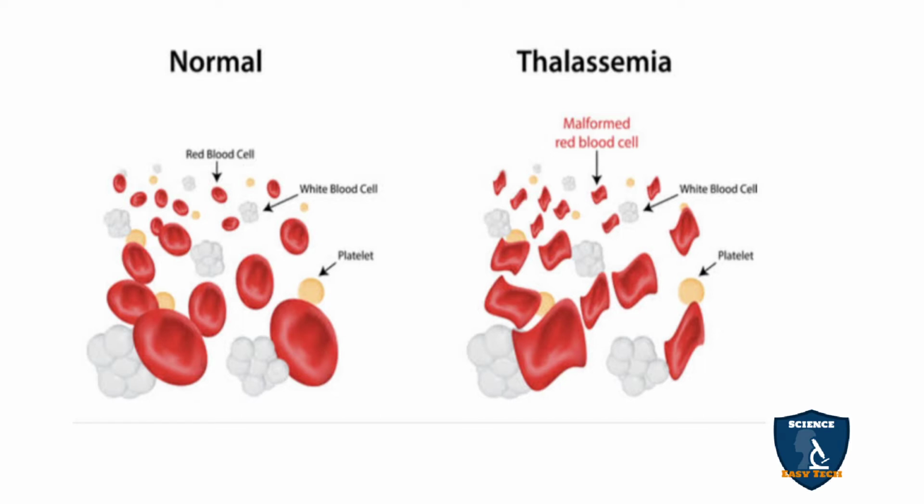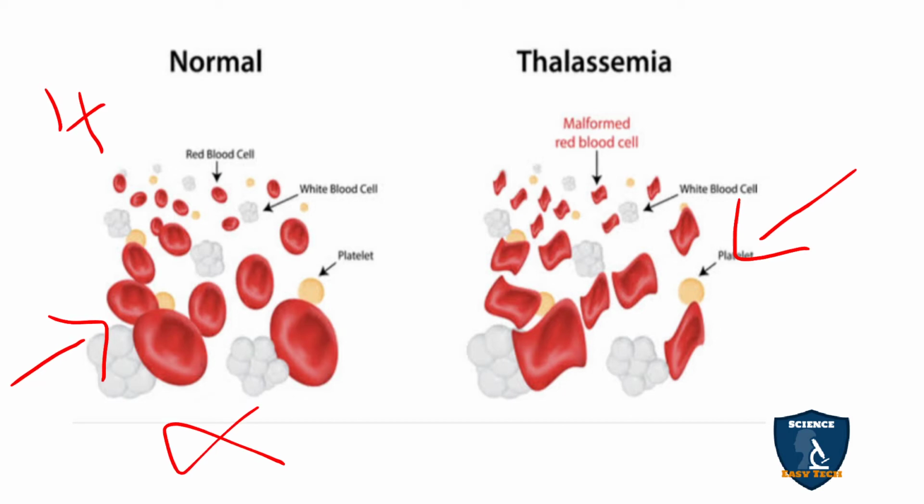I have given a normal one, and Thalassemia, which is also known as anemia. I have given the normal RBC structure, and this is the affected individual's structure. Why does it affect? In the normal one you have 4 polypeptide chains, that is, alpha 2 and beta 2, so 2 of each in the normal one.